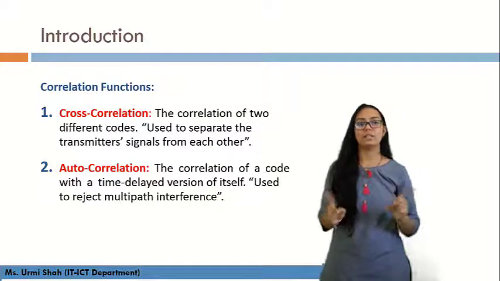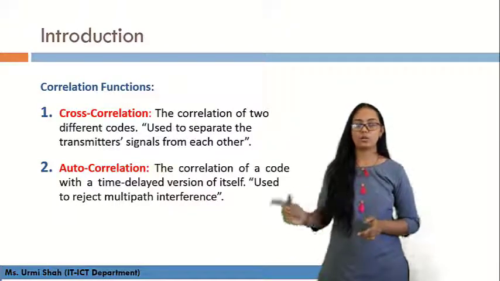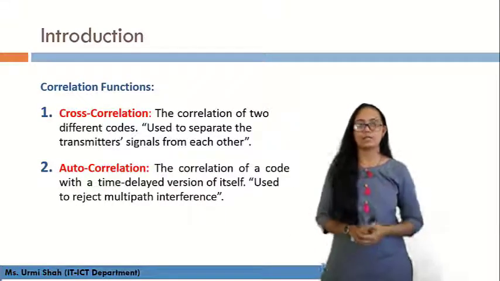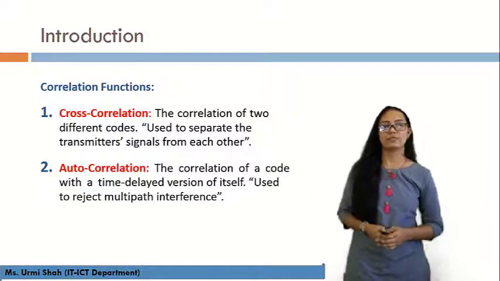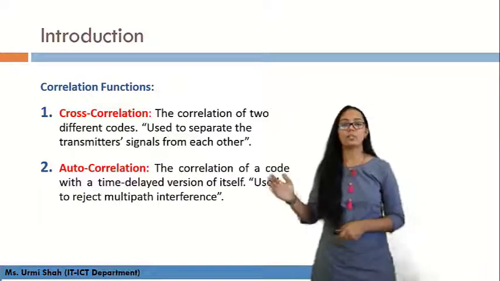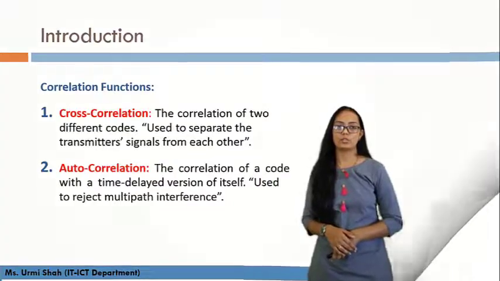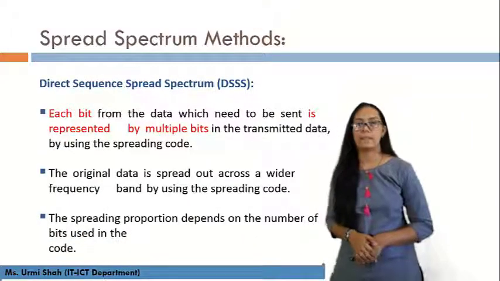Cross correlation is between two different signals and autocorrelation is between two same signals. So that is the difference between performing cross correlation and autocorrelation of signals.